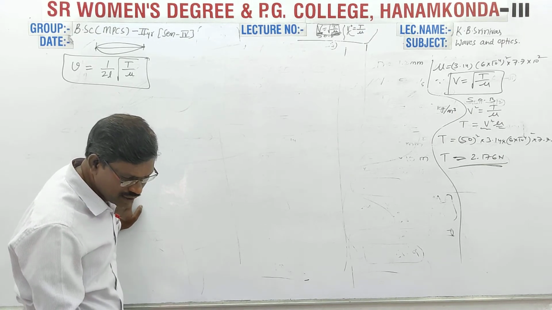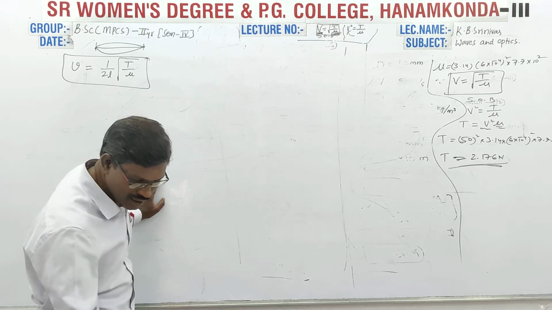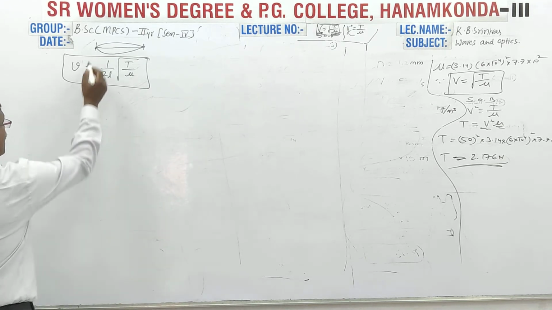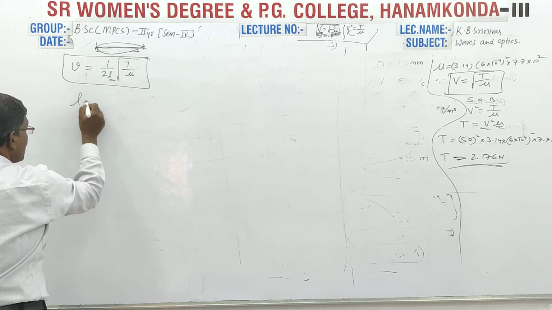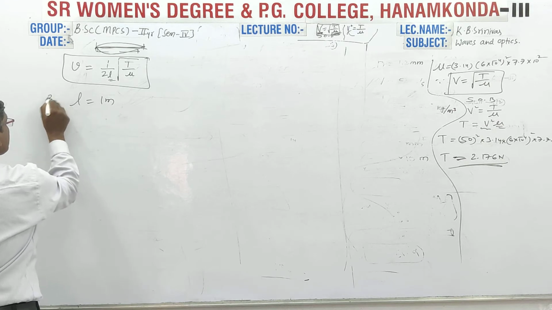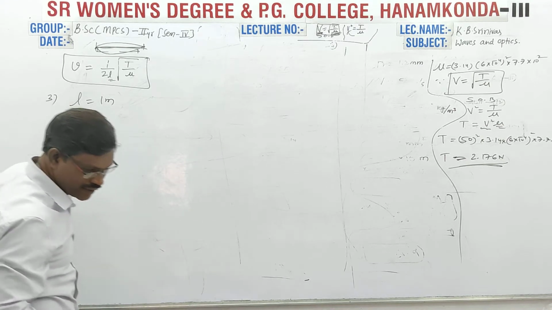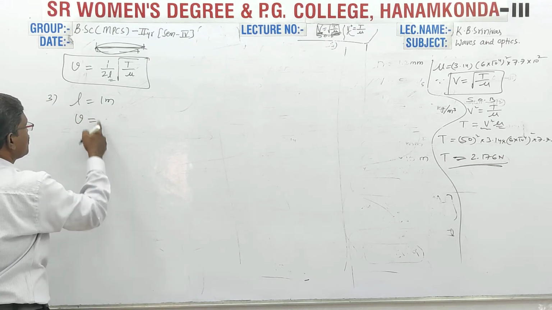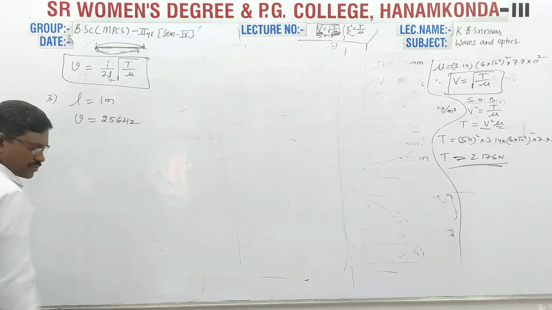They are mentioning the fundamental frequency. The fundamental frequency of vibration of a stretched string of length 1 meter. The length of the string is given. This is the string. Length of the string is given as 1 meter, and its frequency is given as 256 hertz. Fundamental frequency of the string whose length is 1 meter is 256 hertz.